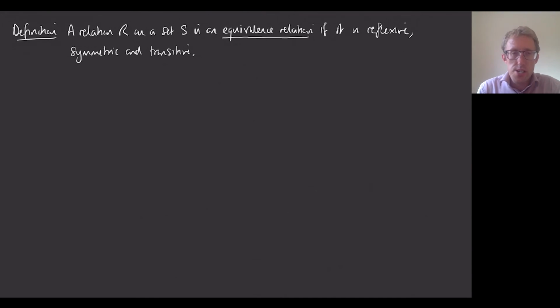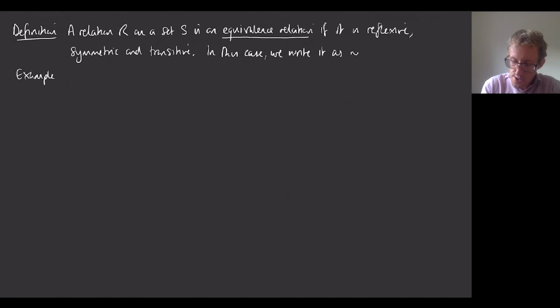Okay, and if the relation is an equivalence relation, then we tend to use a different symbol for it. We use a tilde. So we write it as tilde. And you'll see examples now. So let me give you some examples of equivalence relations. And the first one is going to be the example that I was just talking about of congruence modulo n.